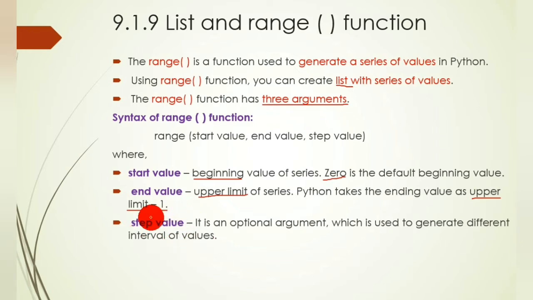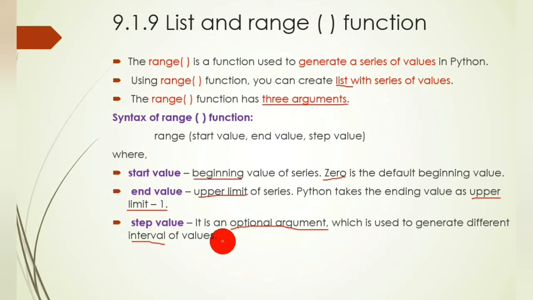The step value is used to give the increment, that is, the interval of the values. Whether you want to increment 2 by 2 or 1 by 1, or decrement, whatever it may be, the step value is used to give the interval of the values. It is an optional one. If you need it we can use it, otherwise we just omit it. It is used to generate different intervals of values. Is it clear? The range function is used to generate a series of values.